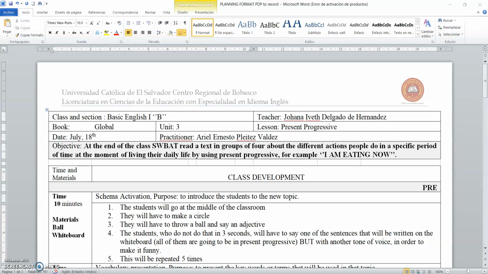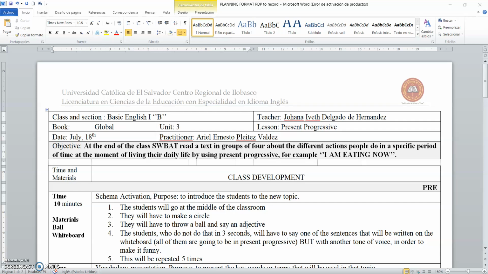The lesson planning that I'm going to explain to you right now is the PDP lesson planning. I'm going to start with the first information that we see in the lesson planning, which says class and section: Basic English 1, section B. The book is Global and the date in which the class is going to be given is July 18th. The unit is 3 and the teacher is Joana Yvette Delgado de Hernandez.